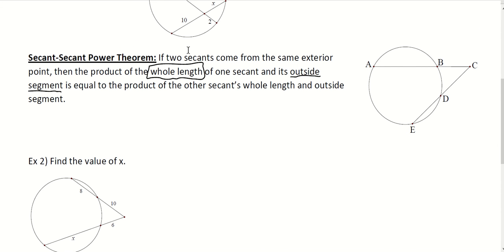Okay, so the key here is the whole length and the outside segment. So if two secants come from the same exterior point, that would be point C, then the product of the whole length, what would the whole length be? It would be AC. And the outside segment, what is the outside segment? BC, is equal to the product of the other secant's whole length, that would be EC. So let me highlight here, whole length, and its outside segment.